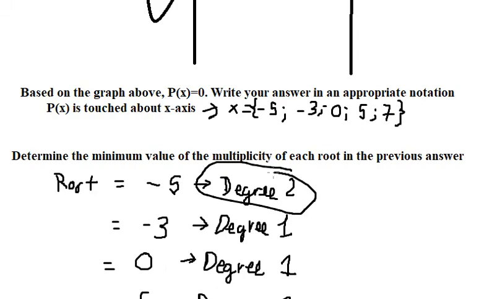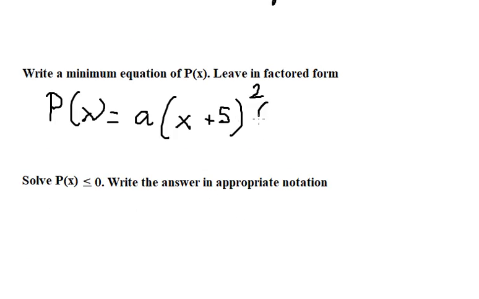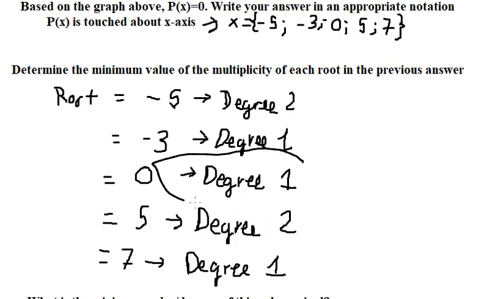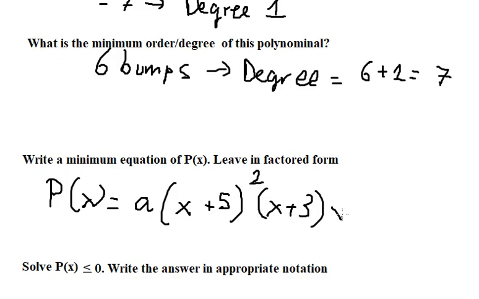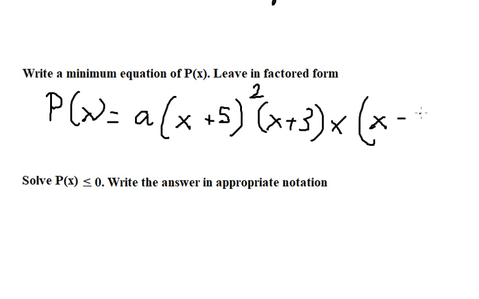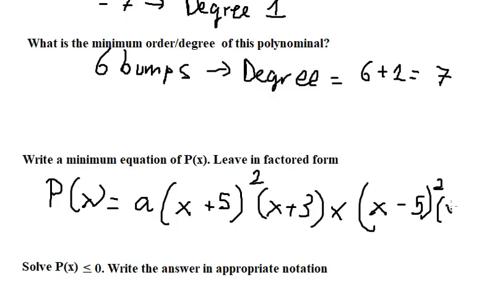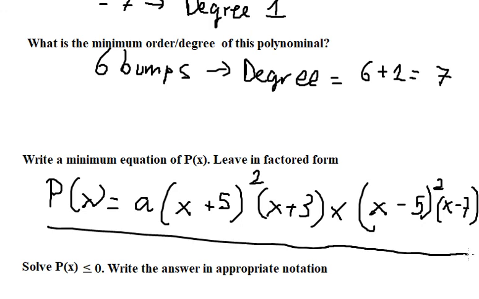Because this is degree 2, we need to put the power 2 in here. The next one, x plus 3. Because this is degree 1, so we just put it like this. We have x equal to 0, so we put x in here. The next one is 5 with degree 2, so that should be x minus 5 to the power of 2. This is degree 1, so you get x minus 7. And this is the answer for the question.